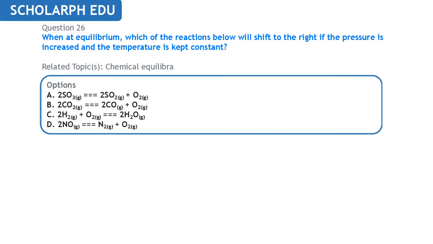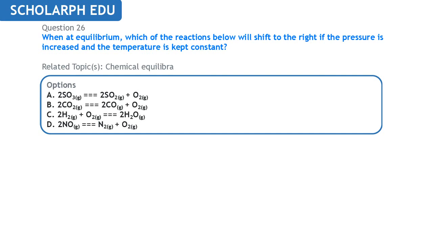When at equilibrium, which of the reactions below will shift to the right if the pressure is increased and the temperature is kept constant? Pressure affects the equilibrium position of a reaction involving gaseous species. An increase in pressure is going to favor the side that has the lesser number of moles of that gaseous species.